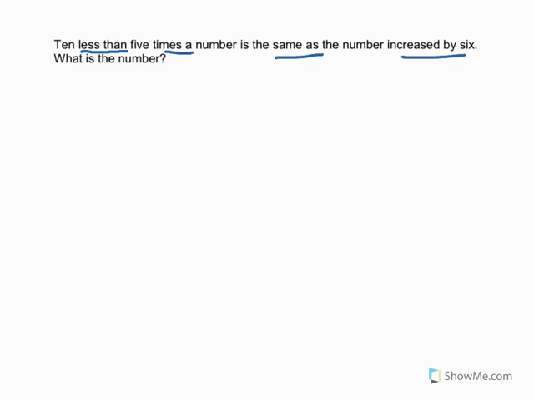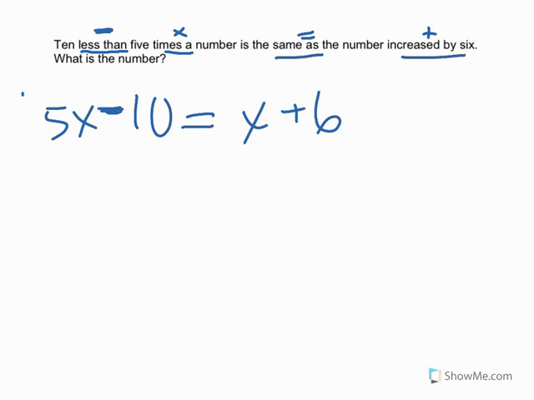The words "less than" have to do with a subtraction. The words "times the number" have to do with a multiplication. The words "same as" have to do with the equal sign. And the words "increased by" have to do with addition. So we have the 10 less than 5 times the number. So 5 times the number has to go first, 5x, subtracted by 10. It's 10 less than the 5x, so I must understand 5x first. Is the same as, that's your equal sign, the number x increased by 6. That's your equation right there.